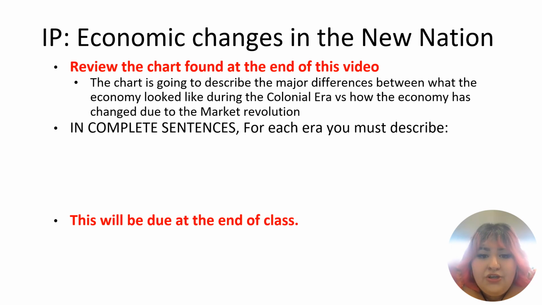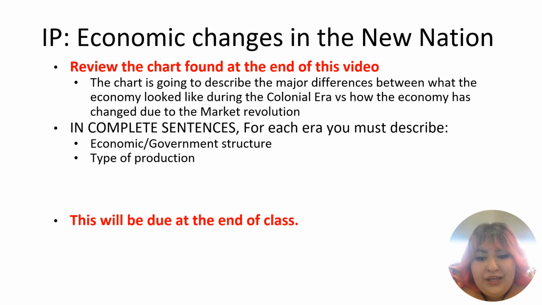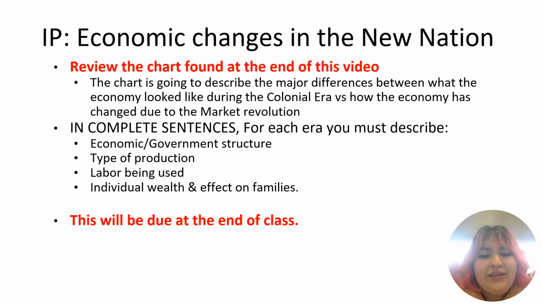In complete sentences, you must describe what the economic and government structure looked like during both eras, what the type of production looked like, whether it was hand produced or factory produced, so on and so forth, and the labor that's being used during this time. Again, was it seasonal? Was it year round? Were the workers task specific? So on and so forth. And also the individual wealth.